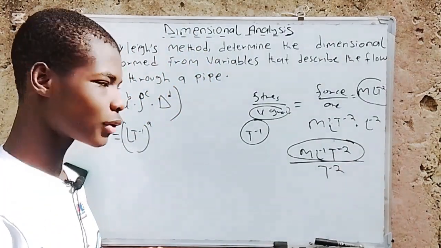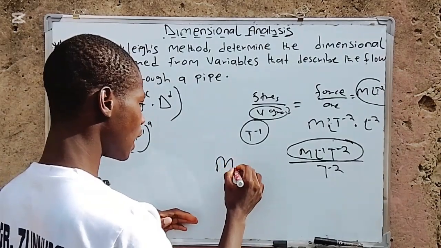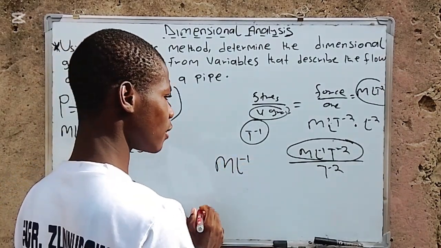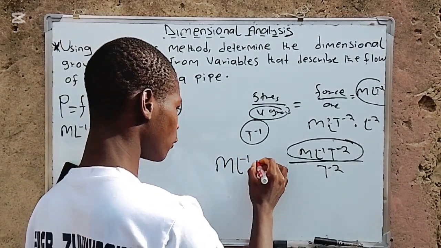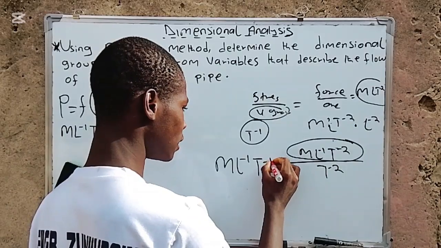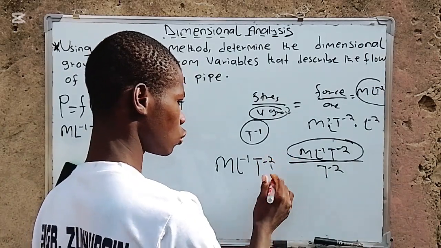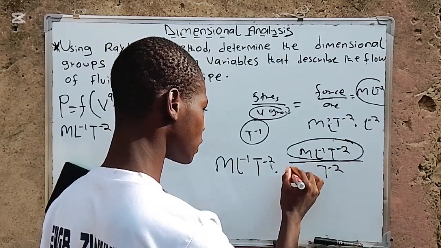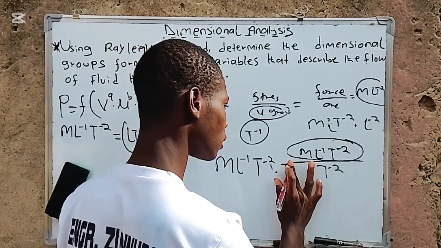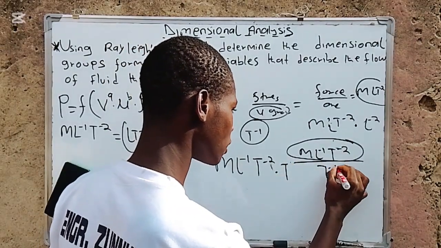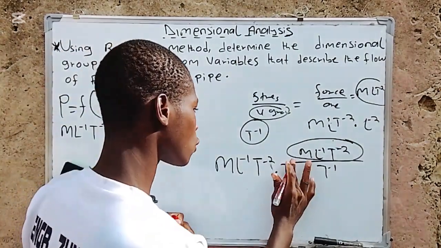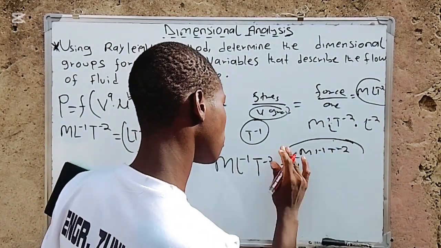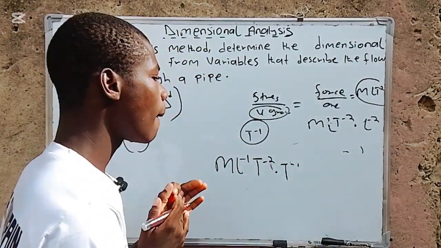So what am I going to do next? This is the same thing as saying MLT to the minus 1, and therefore T to what? T to the minus 2, and therefore this will become multiplied by what? T. Okay, sorry, it is T to the minus 1. Sorry for that. So multiplied by T to the minus 1.